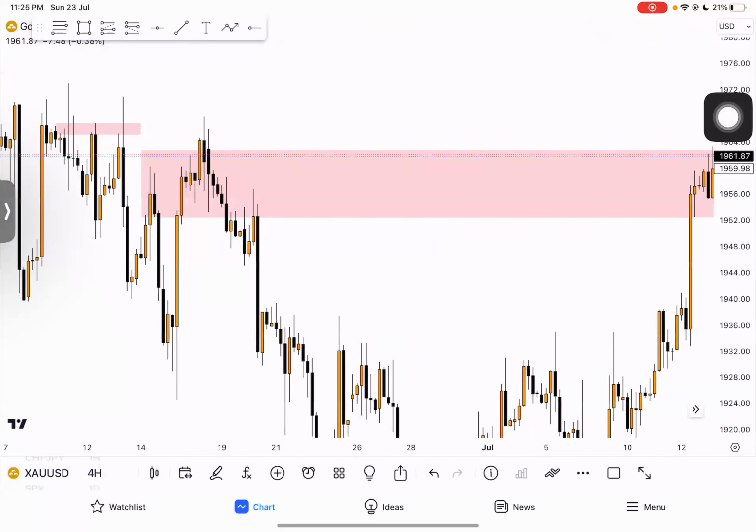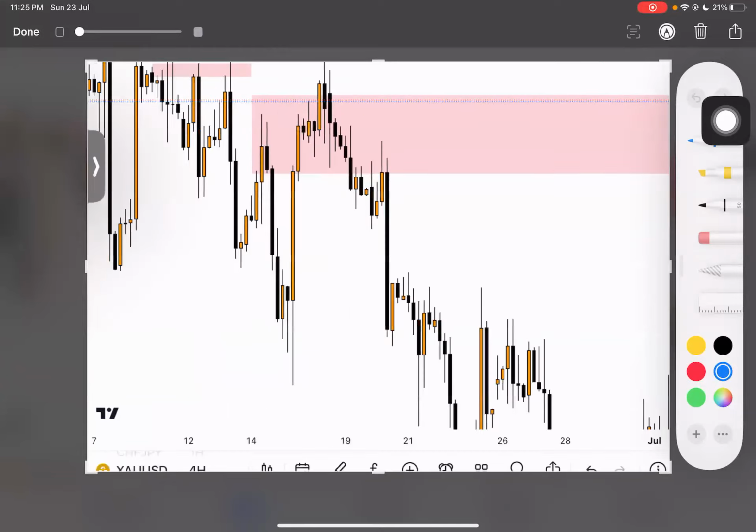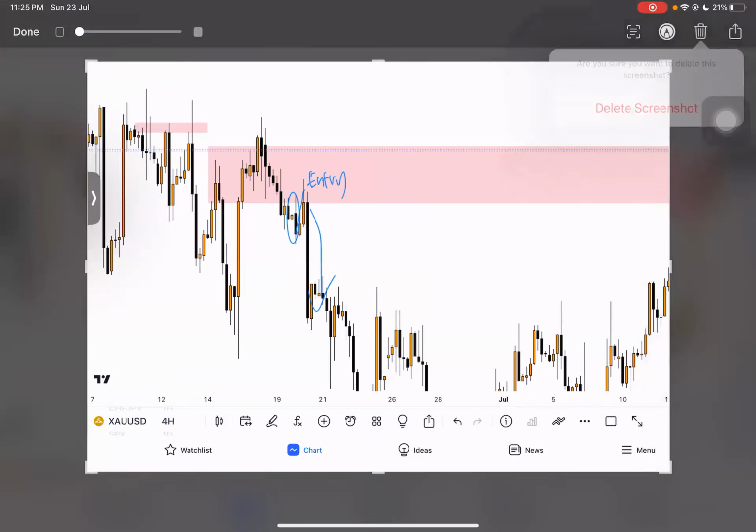You can see the resistance zone. This resistance zone, actually you got another bearish engulfing in this area, and then when you pull back right here, actually your entry should be here, and then go down. This is the correct one.